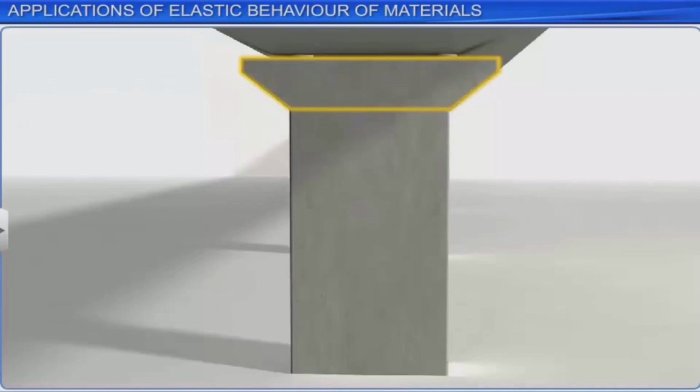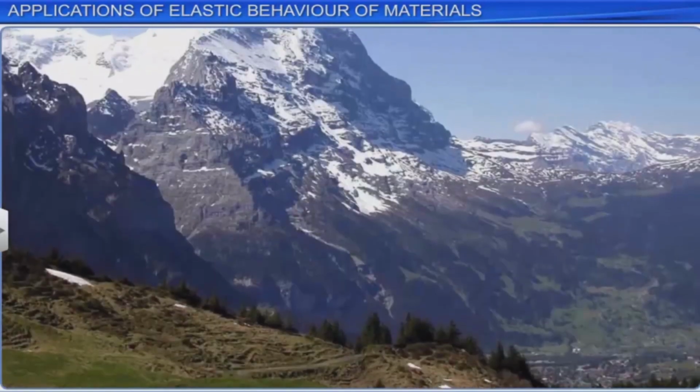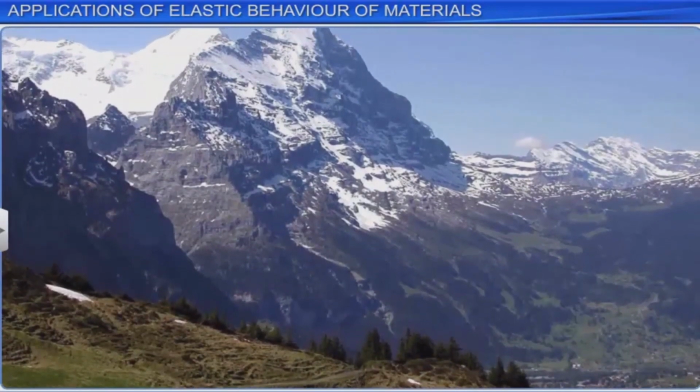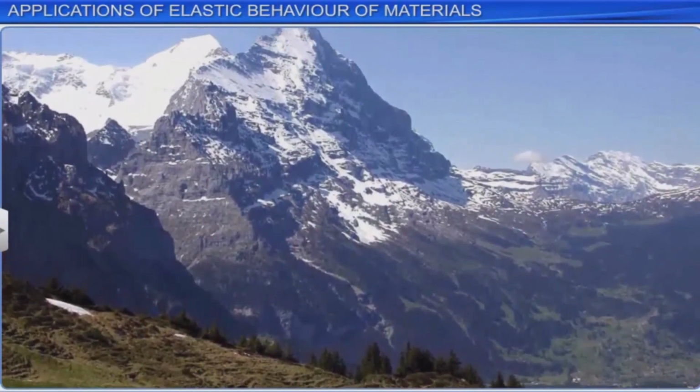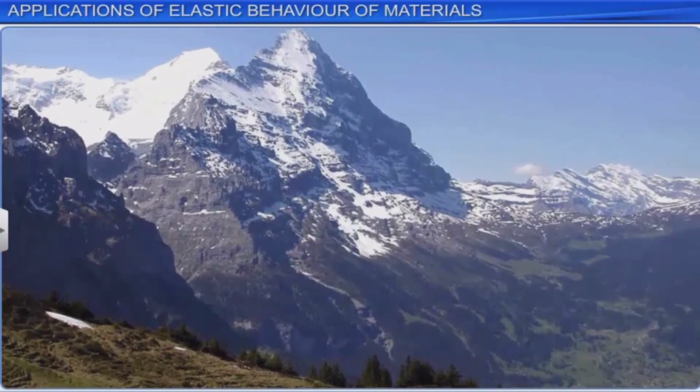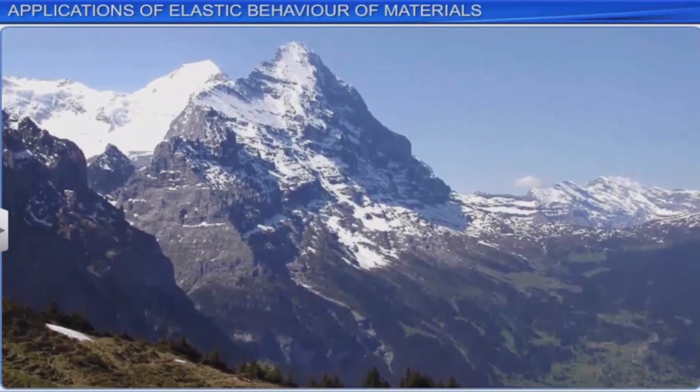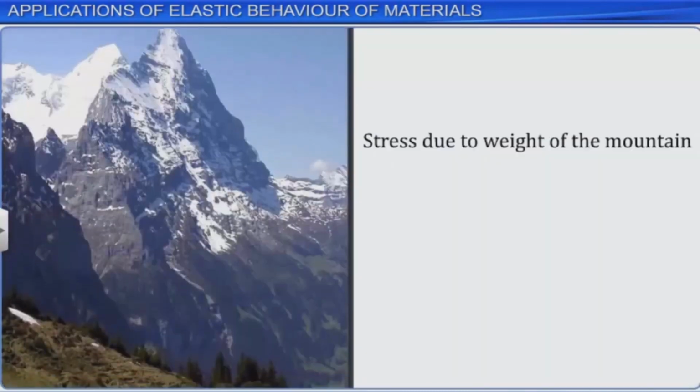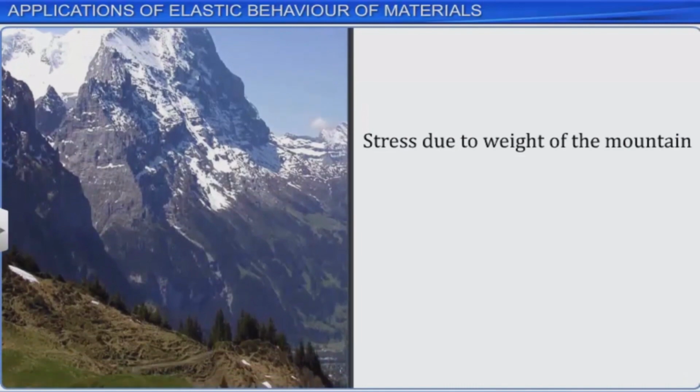The elastic properties of rocks can help calculate the maximum height of mountains on the earth. At the bottom of a stable mountain of height h, the stress must be less than or equal to the elastic limit of the rocks, even though there is no uniform distribution of the weight of the mountain on the rocks at the bottom. The stress due to the weight of the mountain at its base will be equal to h rho g, where rho is the density of the mountain rock and g is acceleration due to gravity.